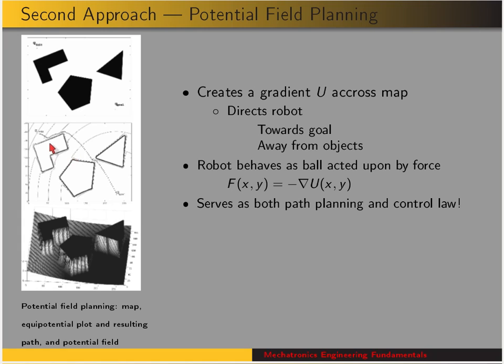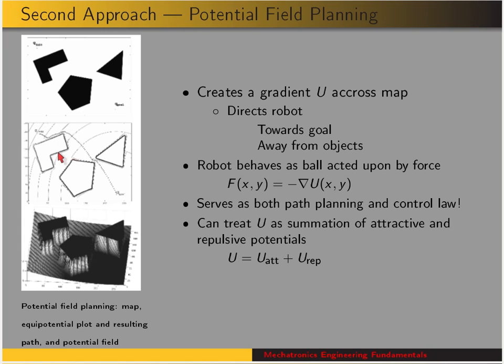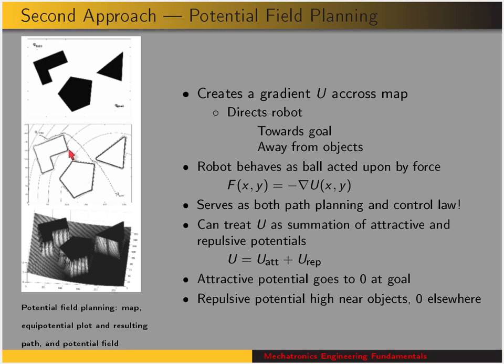This method serves both as path planning and control law. And we treat the gradient U as a sum of an attractive potential toward the goal and a repulsive potential away from the objects. The attractive potential goes to 0 at the goal. You can see here, in this third figure, the attractive potential is this slope that goes up, and then once we get down to the goal it becomes 0. And then the repulsive potential is really high near the objects and 0 elsewhere.